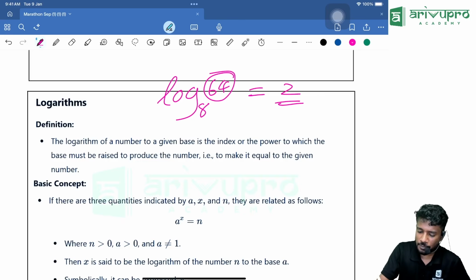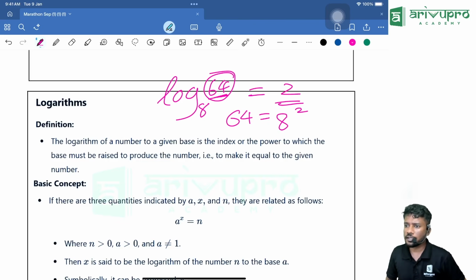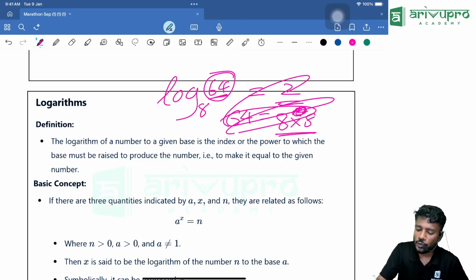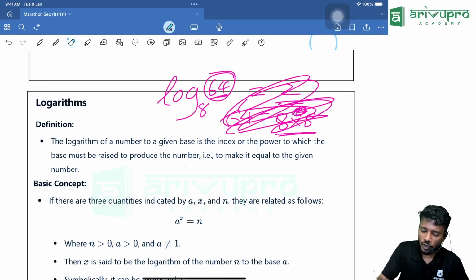For example, whenever I write 64, can I write 64 is equal to 8 raised to 2? That's correct, right? That means 8 is multiplied how many times? 8 is multiplied 2 times. That is the basic meaning of logarithm.